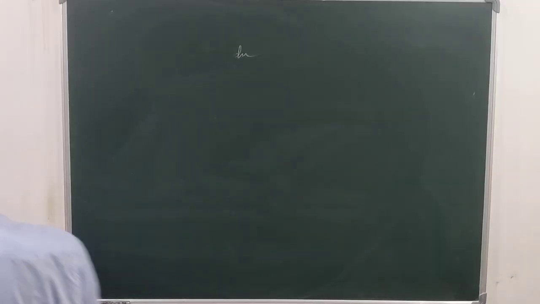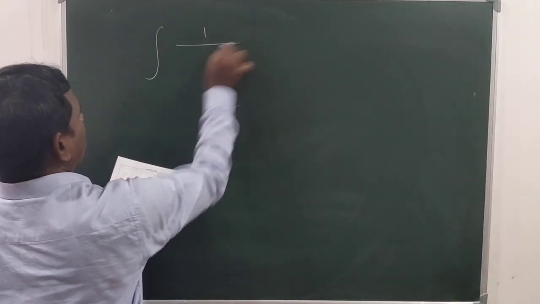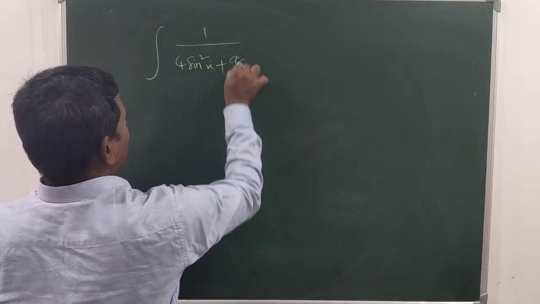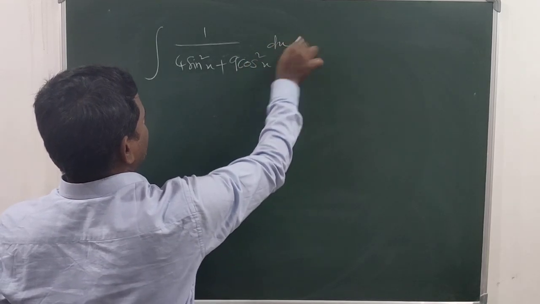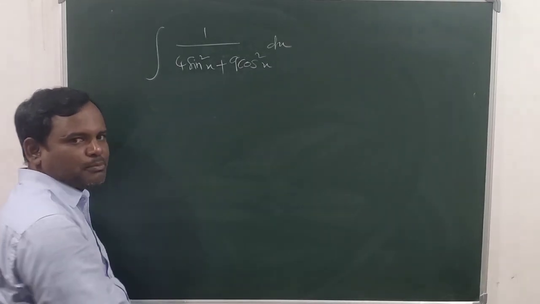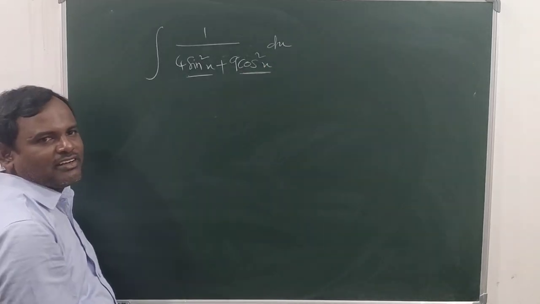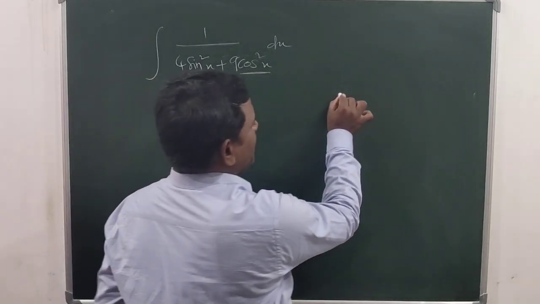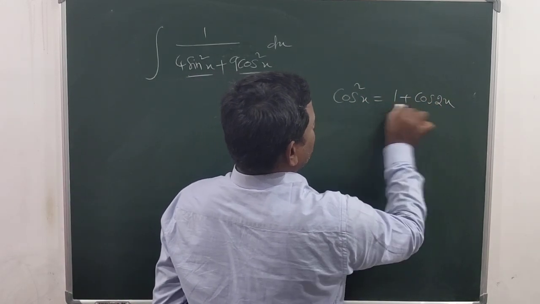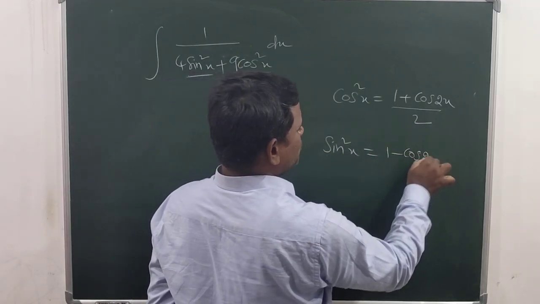See, integral of 1 by 4 sin square x plus 9 cos square x. Tell me students, how do you evaluate? I gave you the concept for sin 2x and cos 2x, but here sin square x and cos square x are given. Whenever sin square x and cos square x are given, you have to replace cos square x by 1 plus cos 2x by 2 and sin square x as 1 minus cos 2x by 2.